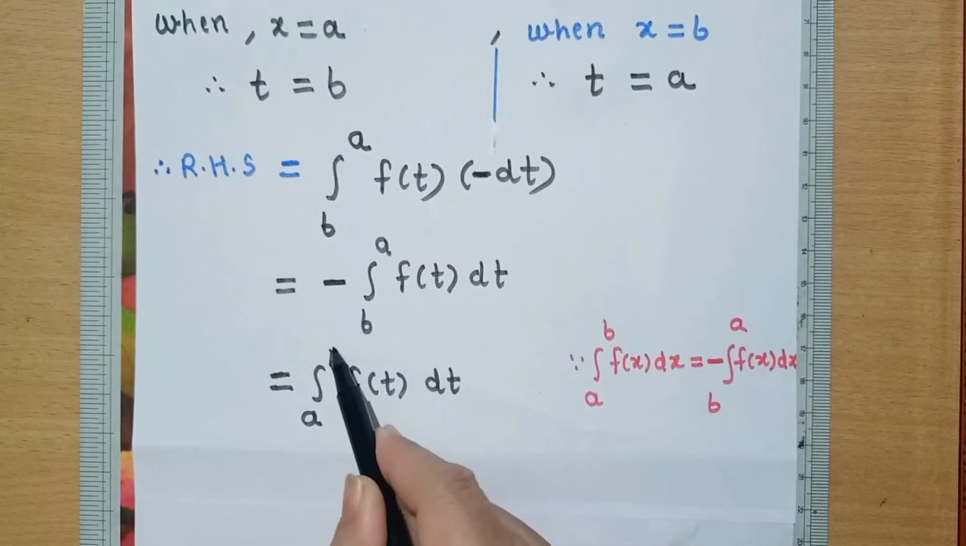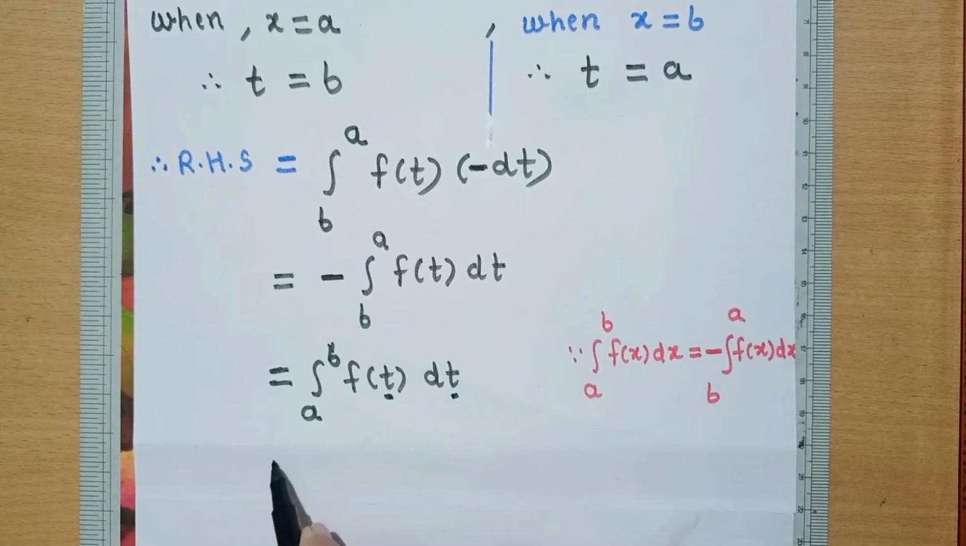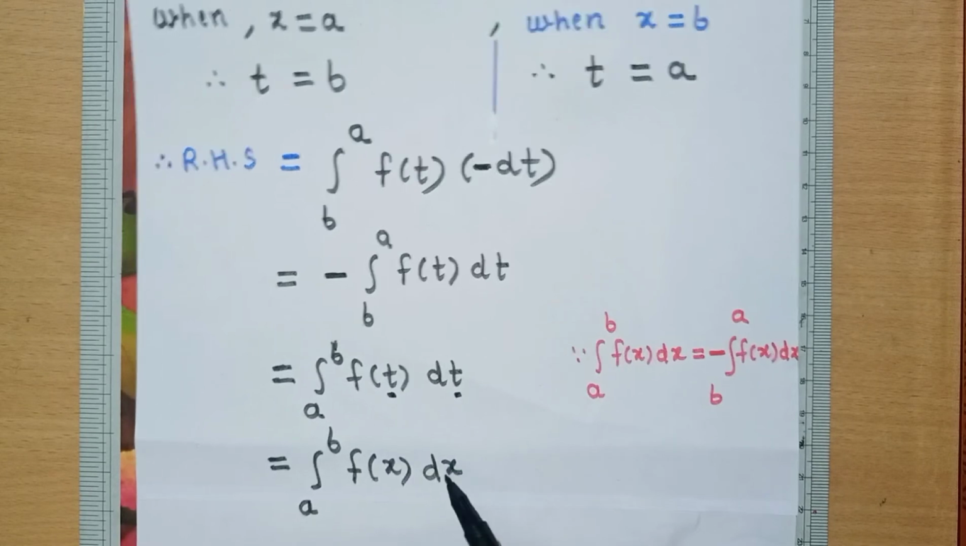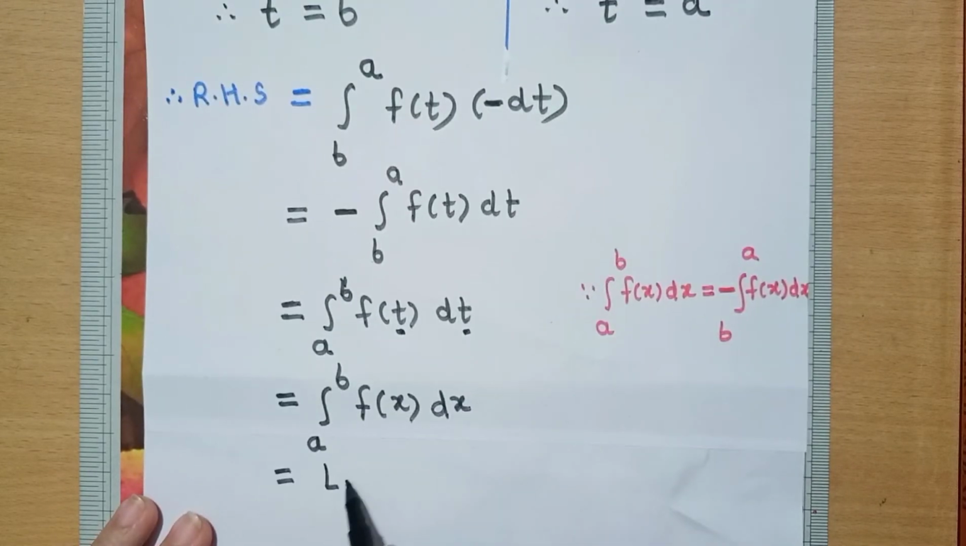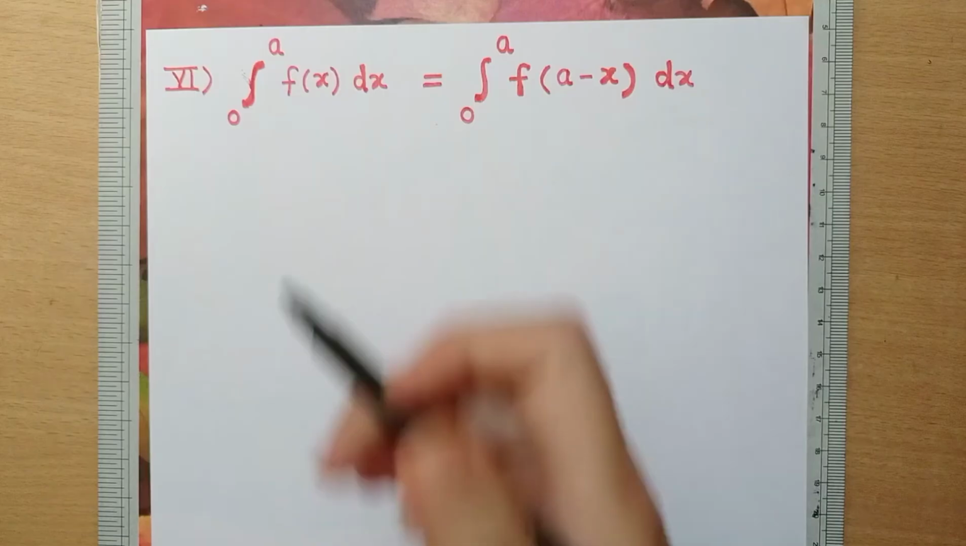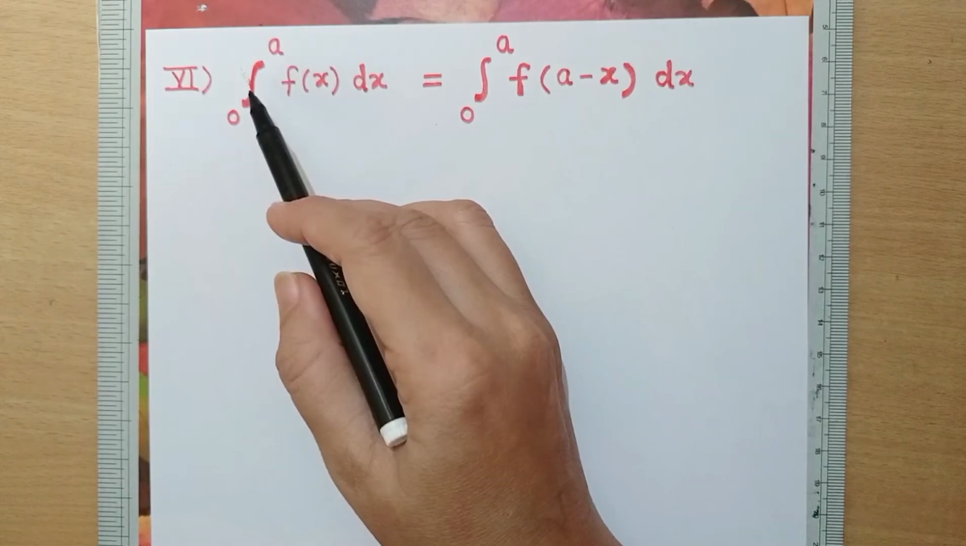And again by property 3 we know that if we change this variable, then also the value of this definite integration remains unchanged. So this is equal to integration a to b f(x) dx, and this is nothing but the LHS, left hand side, and hence we have proved that integration a to b f(x) dx equals integration a to b f(a + b - x) dx. This is our sixth property.